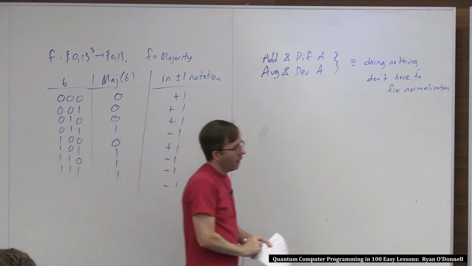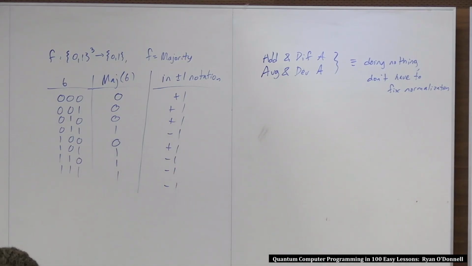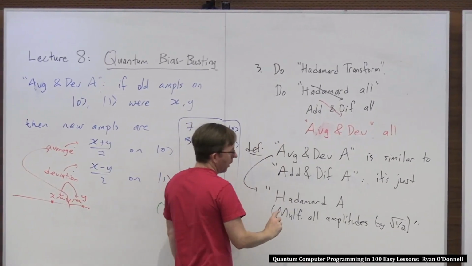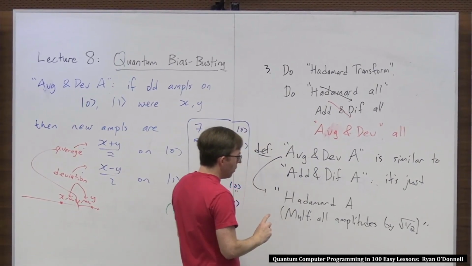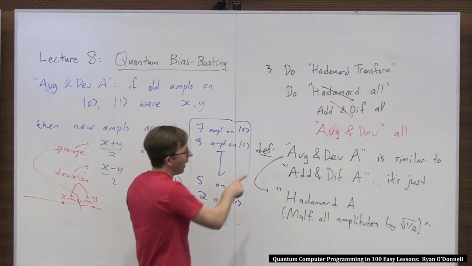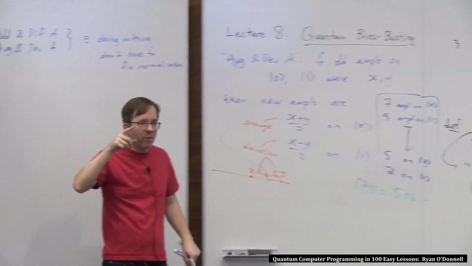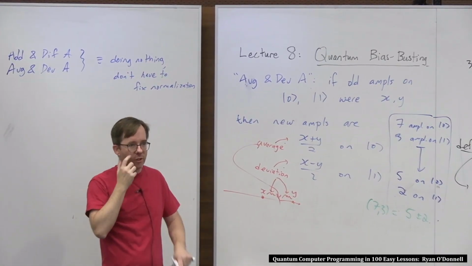And there's a couple ways to see that. One way to see that is that add and diff is just like Hadamard, except you divide it by square root of half. And average and deviation is just like Hadamard, except you multiply by square root of half. So you multiply by root half once, and you divide by it once, so they cancel each other out.